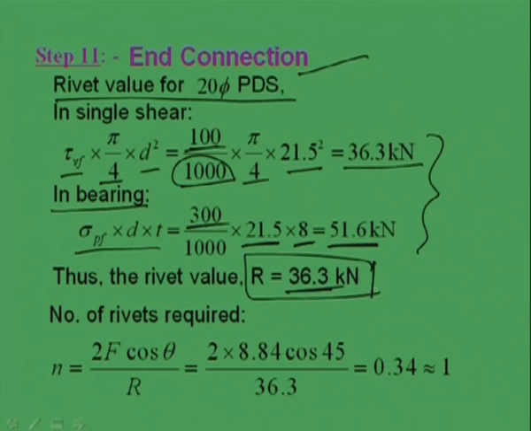So, the moment we are getting rivet value, we can find out the number of rivets required. Number of rivets will be 2 f cos theta by r. 2 f is 8.84 and theta is 45 degree and r is 36.3. So, this is becoming 0.34. That means at least one rivet will be required. So, number of rivets is becoming 1.